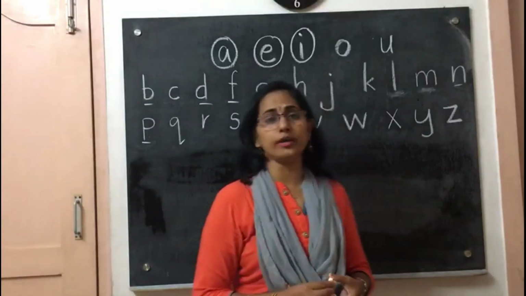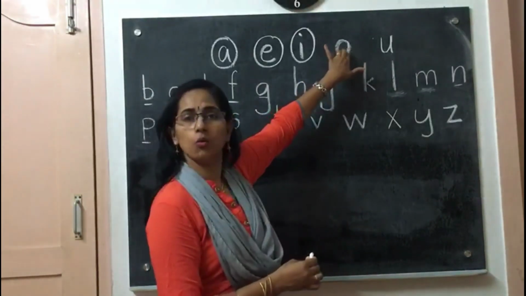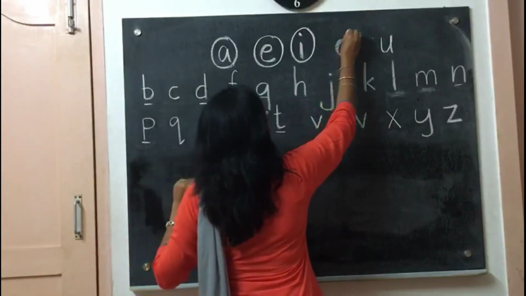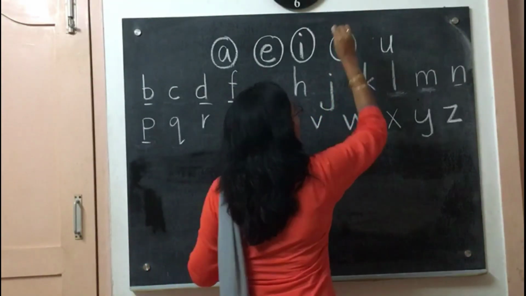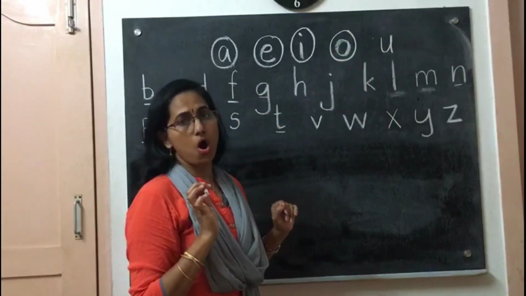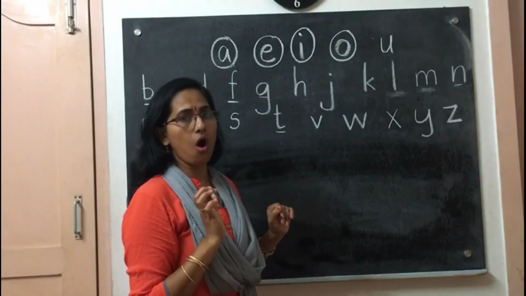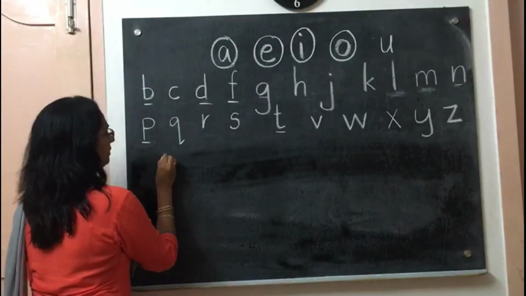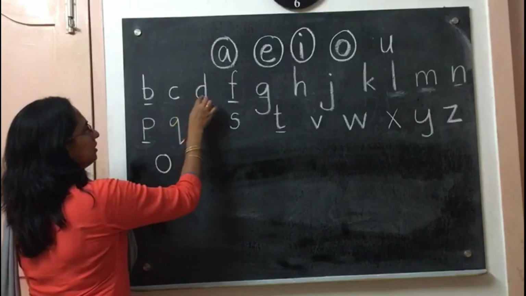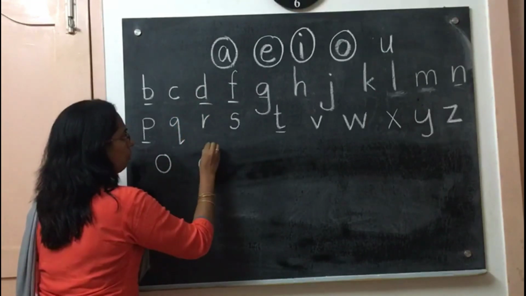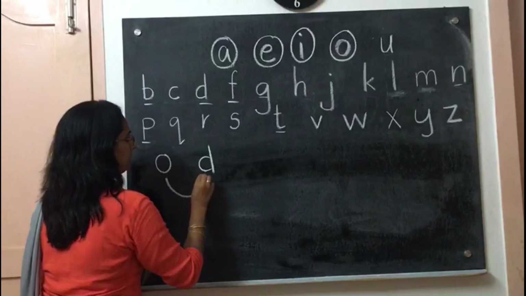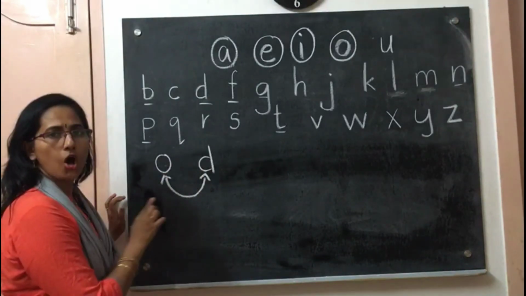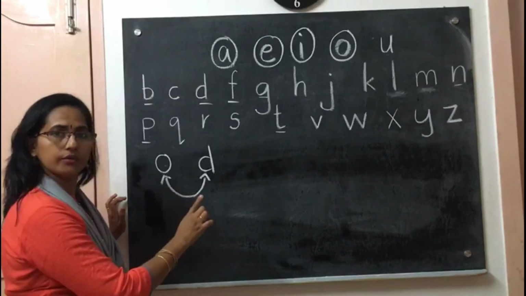Now we are going to join the vowel O with the consonant. Let's see how to do that. The sound of O is O, like in orange, right? So let me join letter O with consonant D. O, D, odd, right?